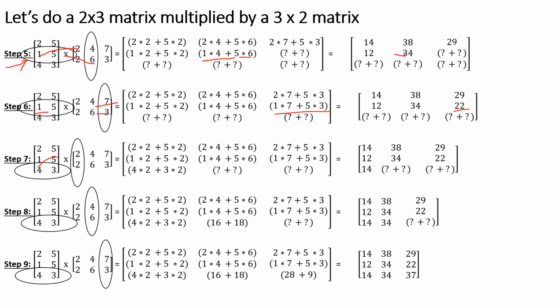4 times 2 is 8. And 3 times 2 is 6. 8 plus 6 is 14. Third row, second column. 4 times 4 is 16. 3 times 6 is 18, which is 34. Third row, third column. 4 times 7 is 28. 3 times 3 is 9. 28 plus 9 is 37. So we multiply these two matrices together. This is our resulting matrix.